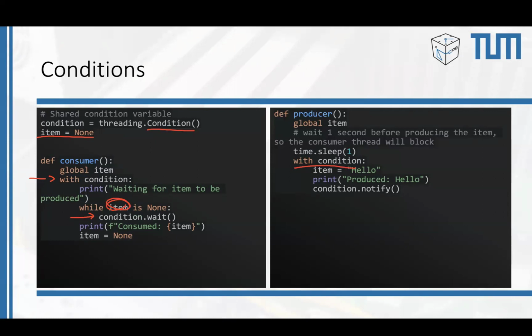Here, when I'm checking if item is None, I am locked, I'm thread safe. But when I'm here, I'm not. But I don't care because I'm waiting, right? So the producer has only to do one thing.